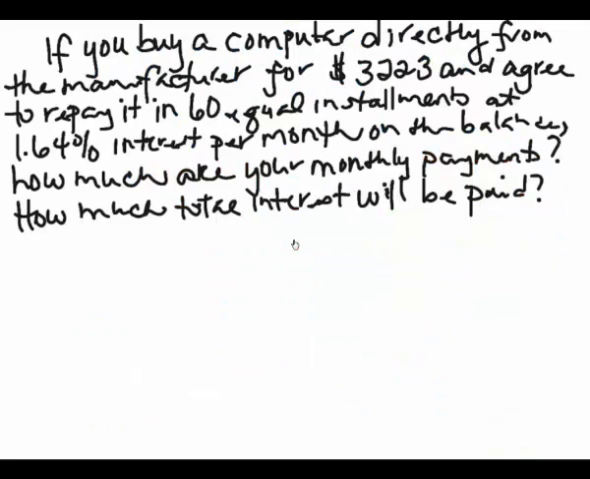Okay, let's read this one together, and then go ahead and pause it and see if you can work this one out yourself and if you can get the correct answer. Okay, and then come back, of course, and we'll work it out together. If you buy a computer directly from the manufacturer for $3,223 and agree to repay it in 60 equal installments at 1.64% interest per month on the balance, how much are your monthly payments? How much total interest will be paid? Okay, so go ahead and pause it and see if you can work this one out yourself. I'm going to give you a little hint. There's a little trick in here, so just be really careful. And then come back in and see if you got the right answer.